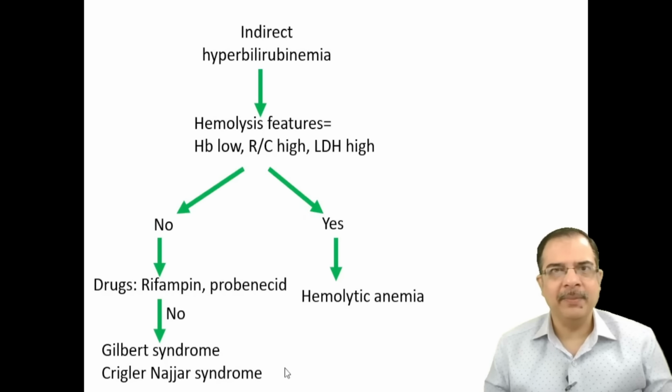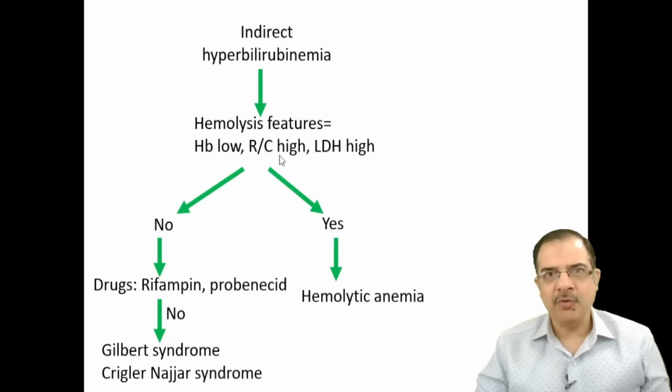Indirect hyperbilirubinemia, if a patient is coming to us, that means the direct fraction is less than 15% of the total. So the causes usually are hemolytic causes. Hemolysis features we will see in the clinical examination, like pallor will be present, or in the investigations, if we look at the hemoglobin, that will be low, or reticulocyte count will be high, LDH level will be high. If these features are present, then it is most likely hemolytic anemia.